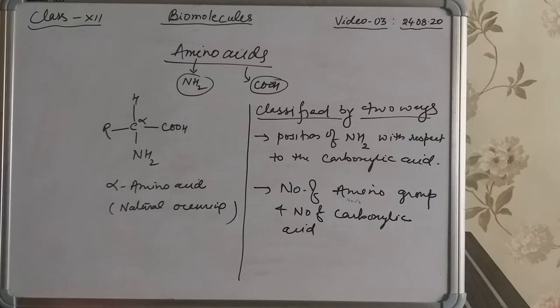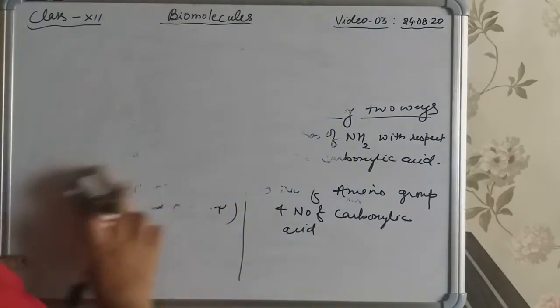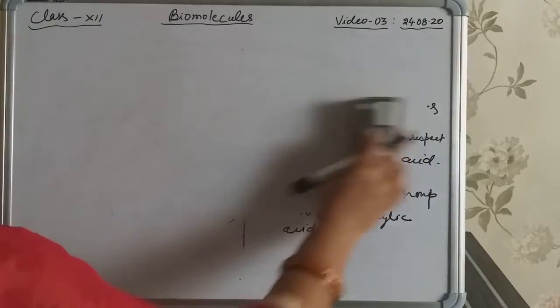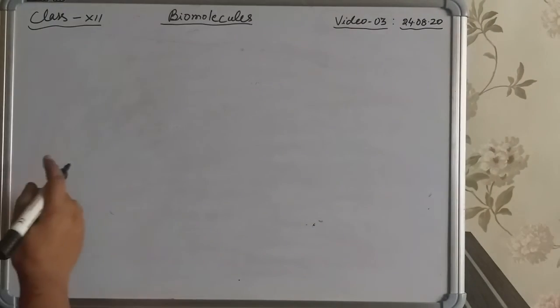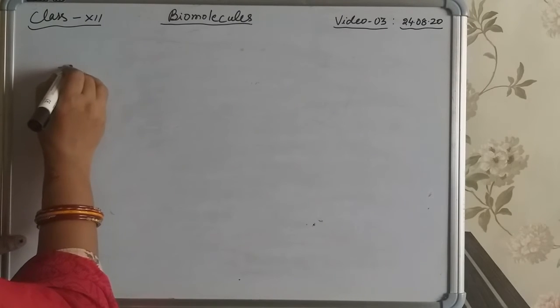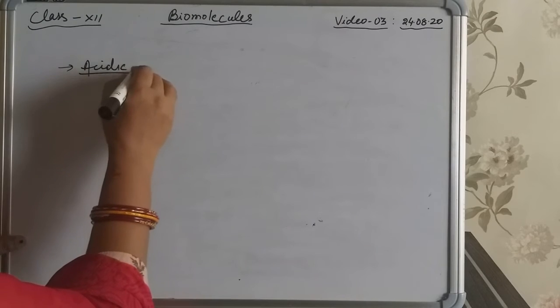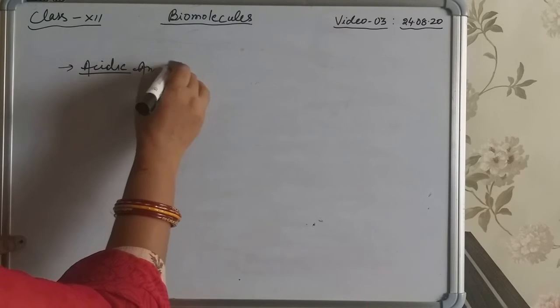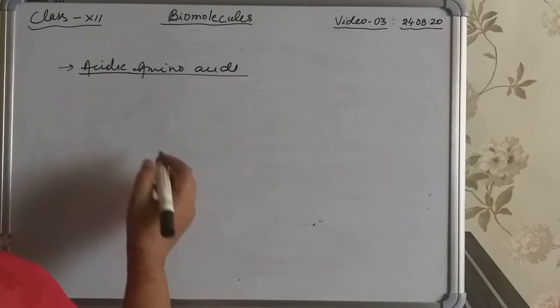Carboxylic acid. It may be classified as acidic, basic or neutral amino acids. So, at first we discuss the acidic amino acids. Obviously, acidic amino acids contain more acid groups.